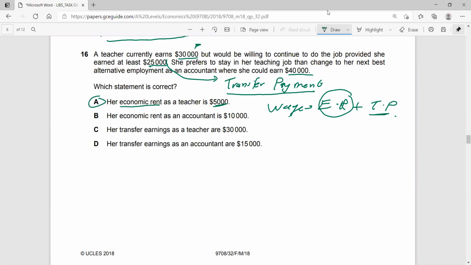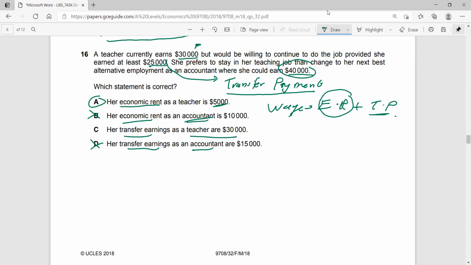Her economic rent as an accountant is 10,000. Now, we can't comment on that because we know that as an accountant she could earn 40,000, but we don't know the minimum wage she'd be willing to accept as an accountant, and thus we can't figure out the transfer payment and subsequently the economic rent. So we can't comment on her economic rent or transfer earnings as an accountant. All we know is the wage she'd get as an accountant. That's a bit of a curveball they try to confuse you with, but they haven't given us enough information to even consider those options.